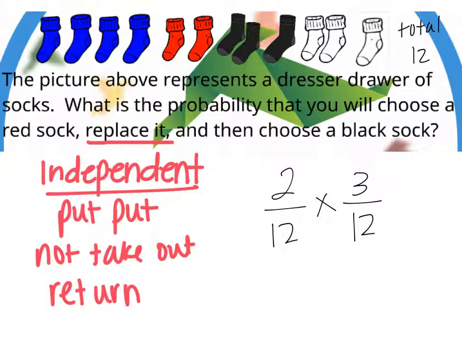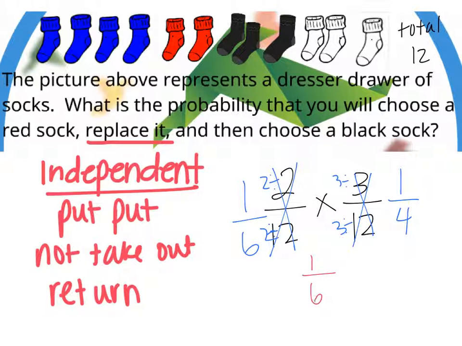In this specific problem, you can simplify up and down or diagonally. It really doesn't matter. I'm going to just do it up and down since it's easier. This becomes 1/6 because the common factor is 2. This becomes 1/4 because the common factor is 3. So you would just divide by 3 here, divide by 2 here, divide by 2 here to get the two different ones. I'm going to rewrite this so that you could see what I have. I have 1/6 times 1/4. Top times top is 1. Bottom times bottom is 24. So the probability of getting a red sock, putting that red sock back in the drawer, and then getting a black sock is 1 out of 24.